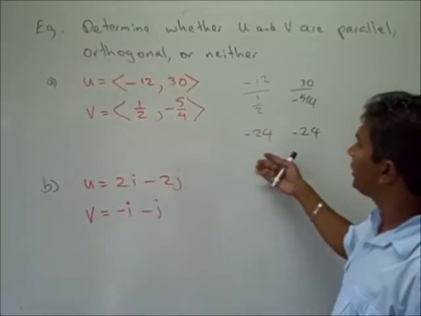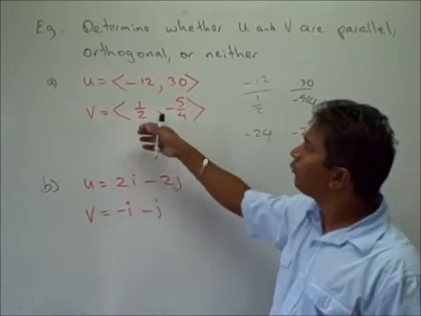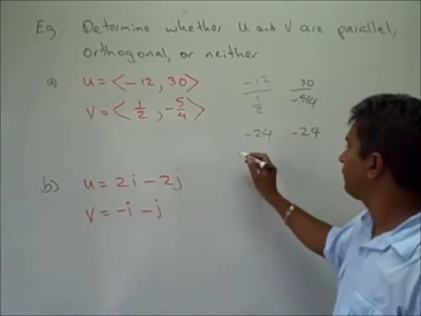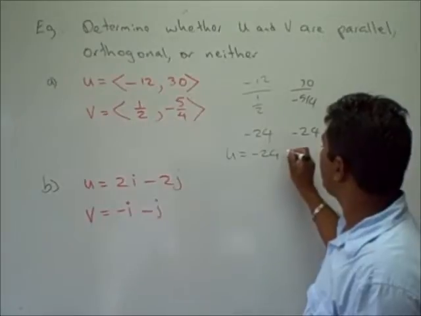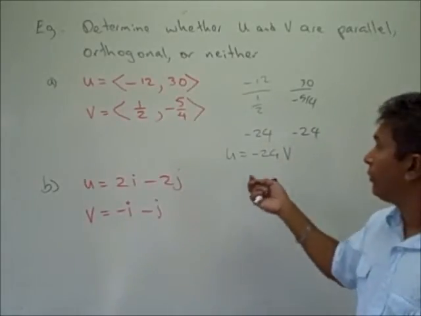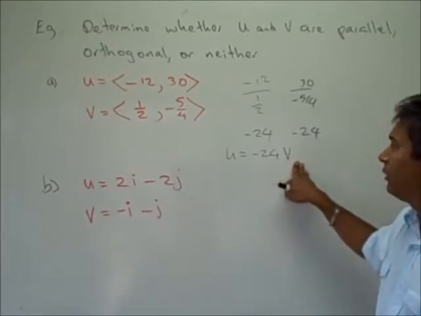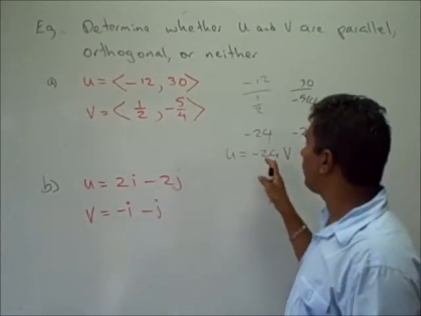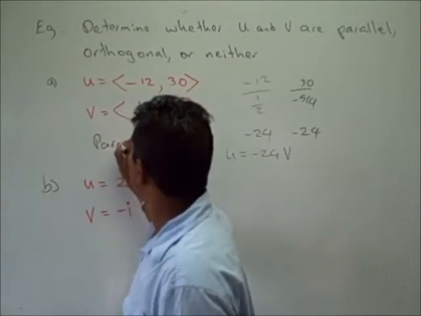So we can see that vector u is negative 24 times vector v. So u is actually a multiple of v. Because u is a multiple of v, we can say these are parallel.